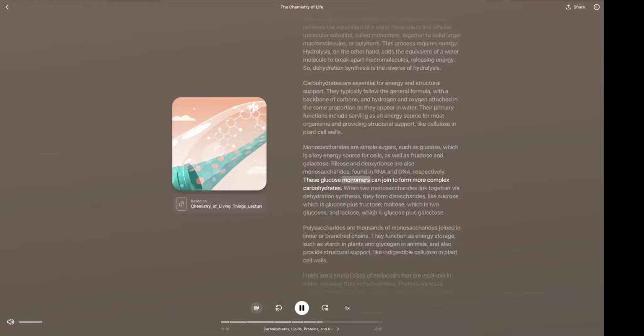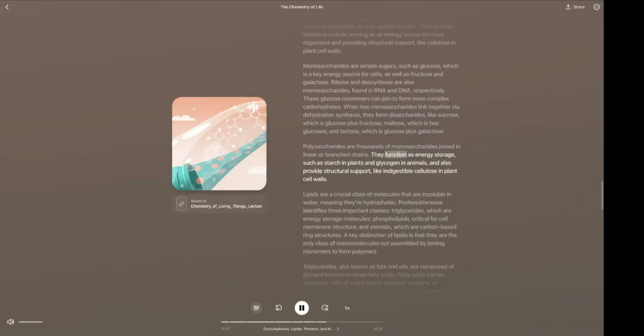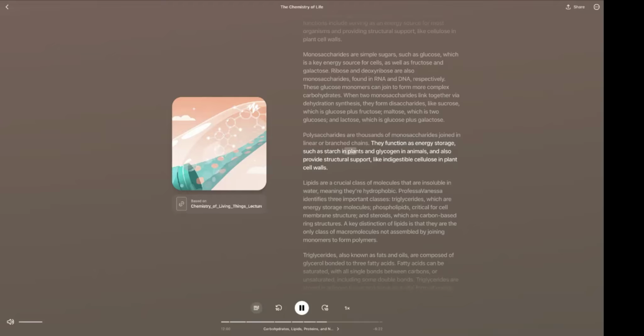These glucose monomers can join to form more complex carbohydrates. When two monosaccharides link together via dehydration synthesis, they form disaccharides, like sucrose, which is glucose plus fructose, maltose, which is two glucoses, and lactose, which is glucose plus galactose. Polysaccharides are thousands of monosaccharides joined in linear or branched chains. They function as energy storage, such as starch in plants and glycogen in animals, and also provide structural support, like indigestible cellulose in plant cell walls.